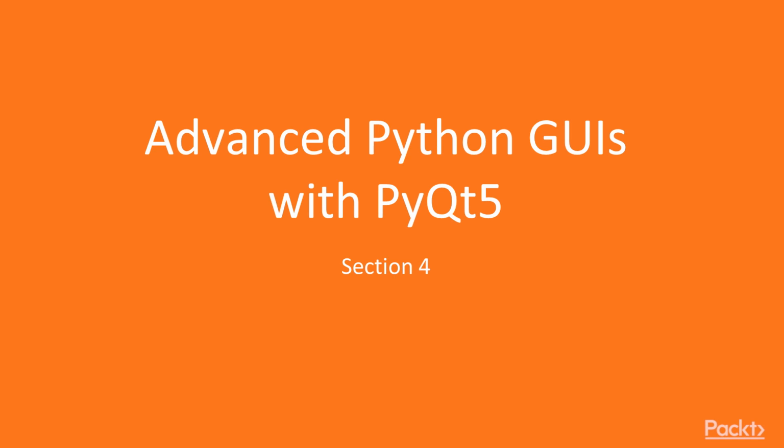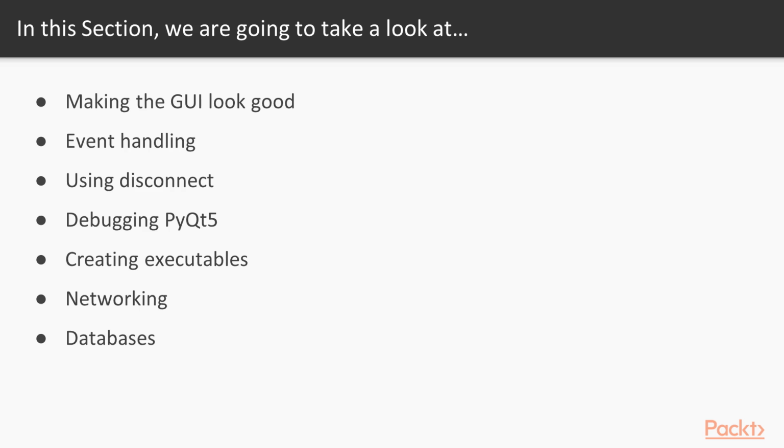Hello and welcome to section 4, in which we will be creating advanced GUIs with Python and PyQt5. First, we will use CSS Stylesheets to make our GUI look good, and then we will look into PyQt5's slots and signal mechanism. After that, we will look at overloading widgets and we'll be using Python hooks for debugging.